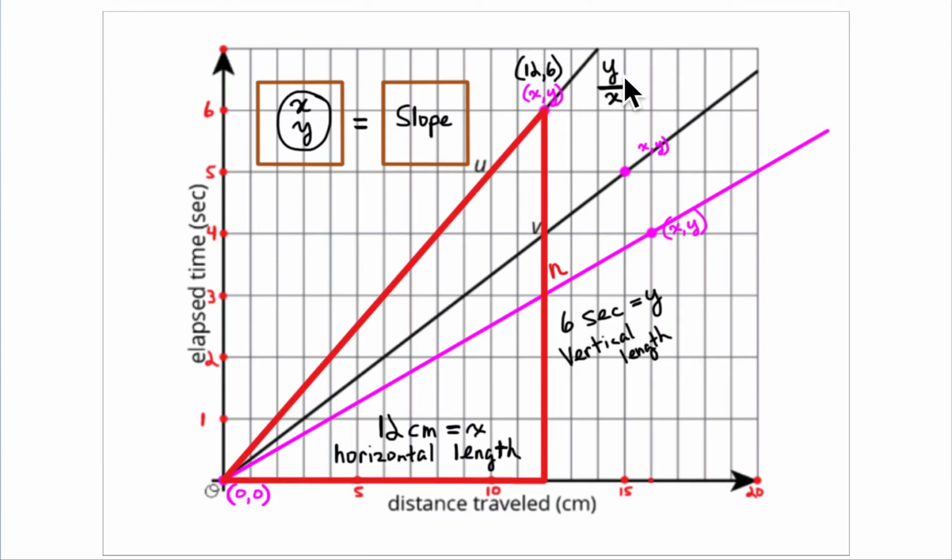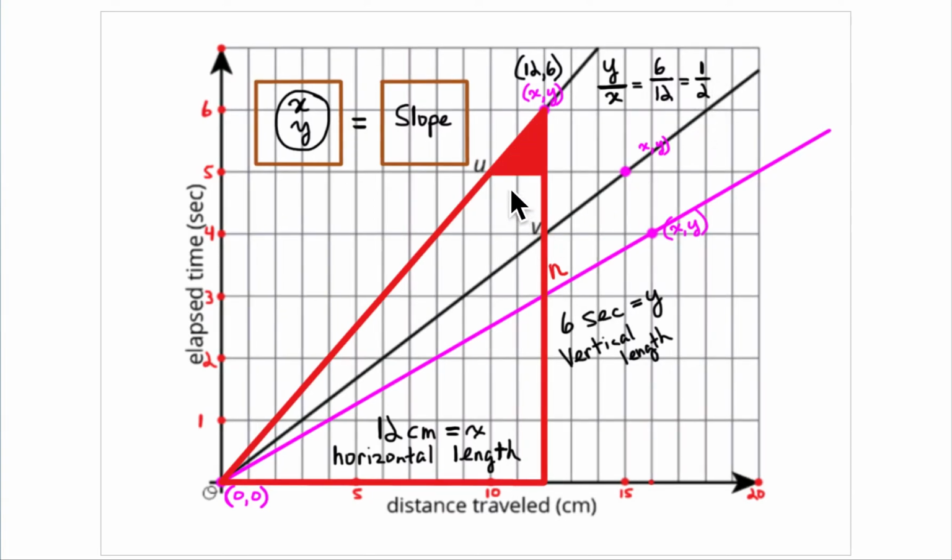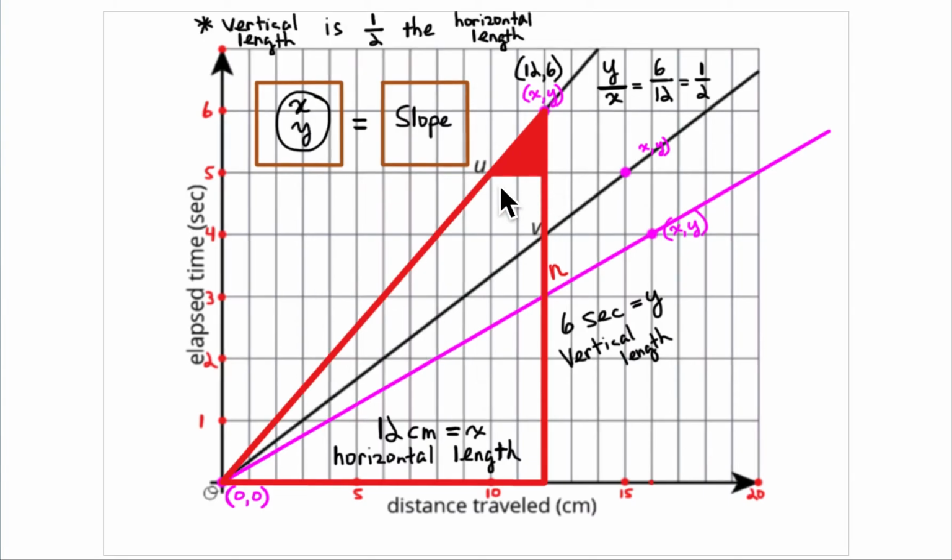So the ratio y to x is 6 to 12, so it's the vertical distance over the horizontal distance, and that simplifies to 1/2. And so here's again to remind you of the slope once again. It's 1 unit vertical distance, 2 units horizontal distance. So the vertical distance is 1/2 the number of units of the horizontal distance. That's probably the way to say it. So the vertical distance is 1/2 the number of units of the horizontal distance. And if you write that out and you just basically say that, the vertical length is 1/2 the horizontal length.